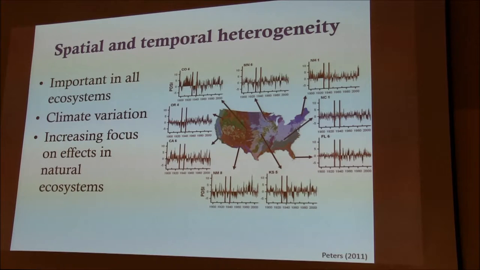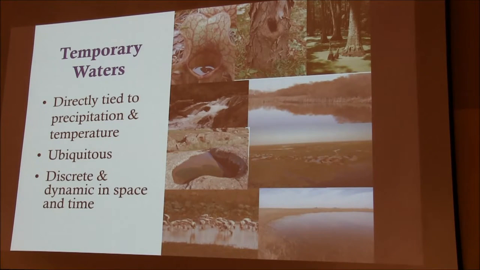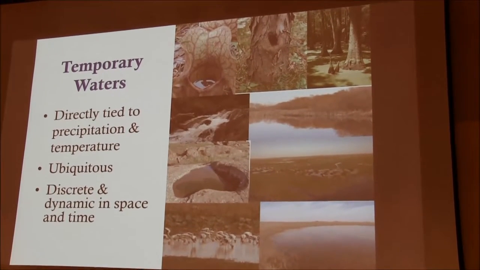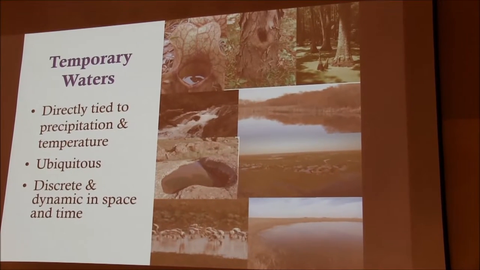And with current concerns about human-induced changes in climate and habitat modifications, we have seen an increasing focus on the effects of this kind of variation in natural ecosystems. Freshwater communities are among the most sensitive to environmental variation, and this is especially true for temporary aquatic ecosystems, which are usually directly tied to precipitation and temperature patterns. Now, these kinds of systems are ubiquitous on a global scale, and they are discrete and dynamic in both space and time, and therefore, they're really model systems to address questions related to climate variation.